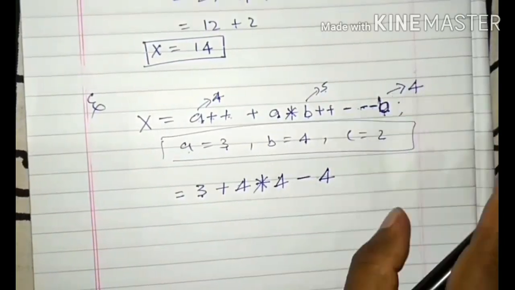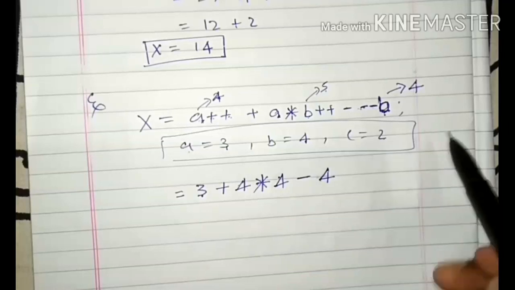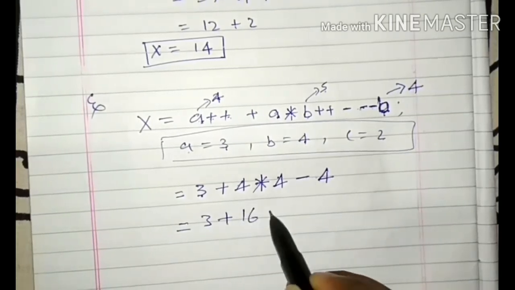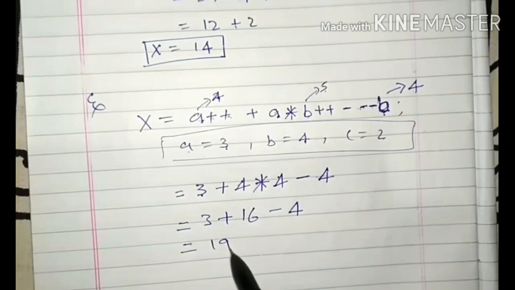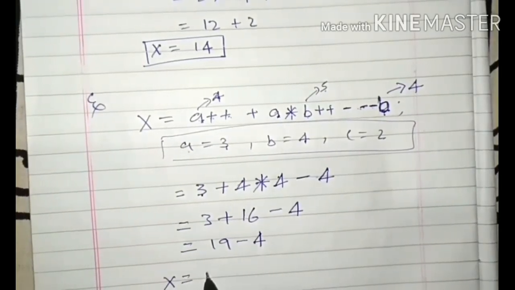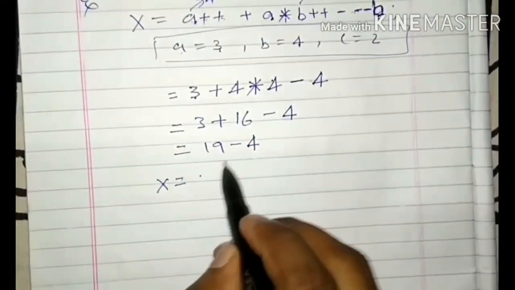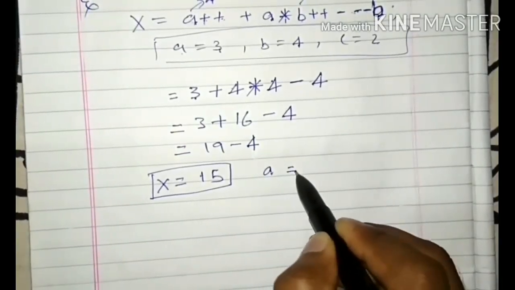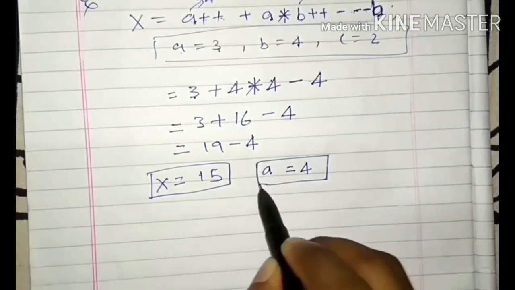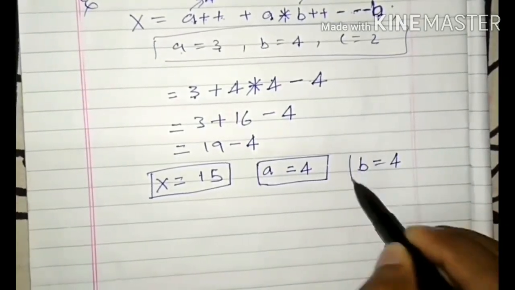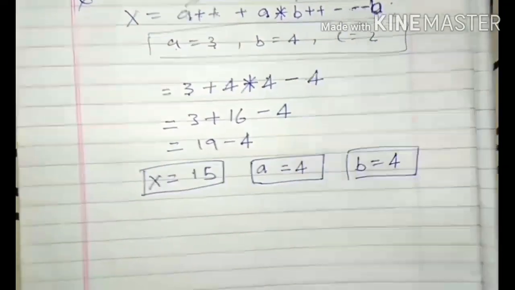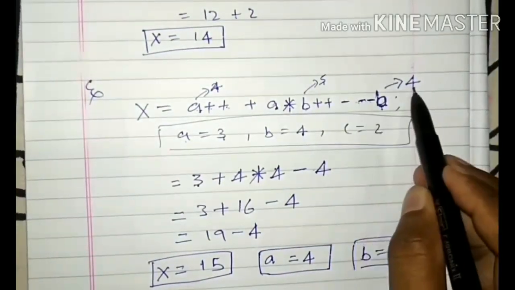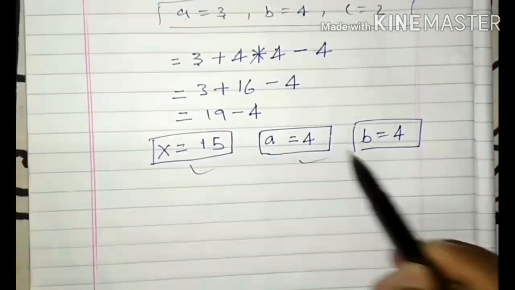Okay, I think you have understood this point, and after that just calculate. Here first multiply, 3 plus 16 minus 4, then 19 minus 4, then x will be, what will be the value of x? The value of x will be 15. If I ask what will be the value of a, then you can see the value of a will be 4. What will be the value of b? The value of b will be 4 also, because first time the value of b was 4, after increment it will be 5, again after decrement it will be 4. That's why this is our answer.